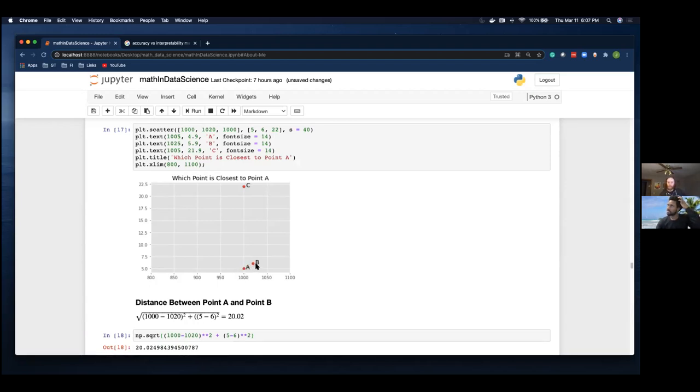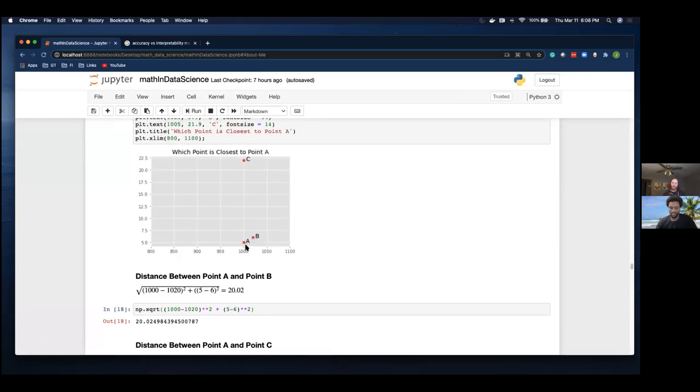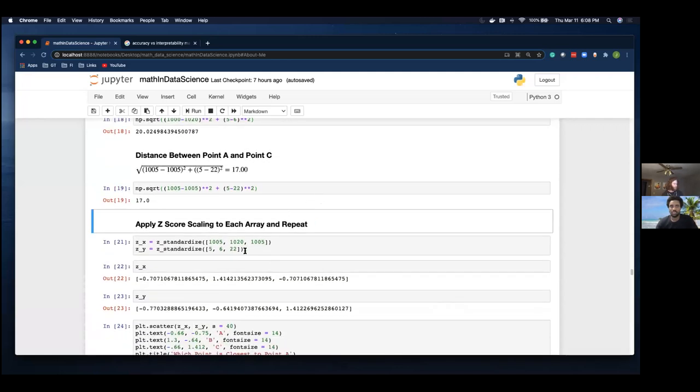And I saw a few people mention this, and it is because of the scale, because the distance between here and here is 15 and 22, so 17. And the distance between here and here is 20. So it's just because the scale is off. So that's why it's important to do this z-score transformation to make sure that all of these are on the same unit. So if I was to do that z-score transformation, it is definitely misleading.